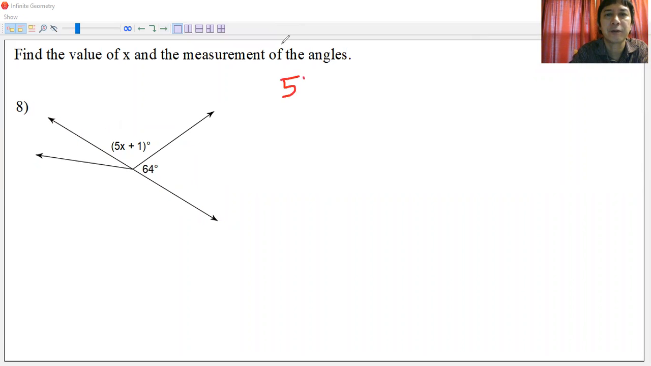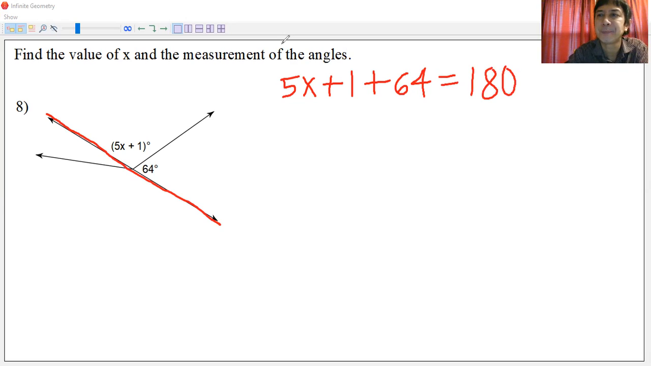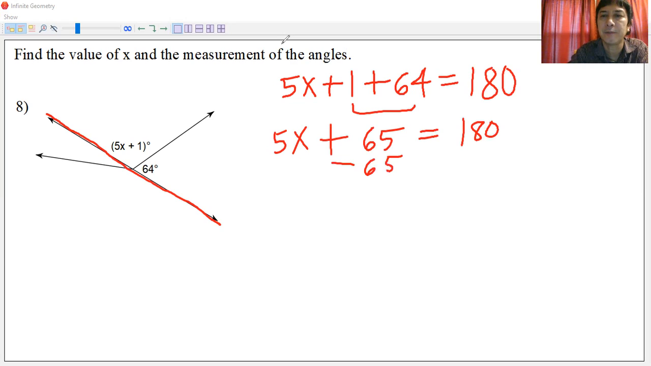We have 5x plus 1 added to 64. They form a linear pair because this is a straight line pair. And so the total is 180 for a linear pair. Then we solve, combining the numbers first. 64 and 1 is 65. Add the 5x, and this equals 180. We subtract now the 65. So this will be a difference of 115, and this equates to 5x.